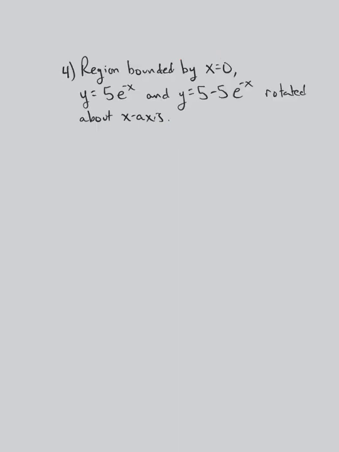All right, here's a fun little random one I thought about. I actually thought the picture would come out different. I wasn't thinking. All right, so we got the region bounded by x equals 0, y equals 5e to the negative x. We've seen that one. And y equals 5 minus 5e to the negative x. All right, so I would graph it to get an idea. You might want to do that before I even carry on.